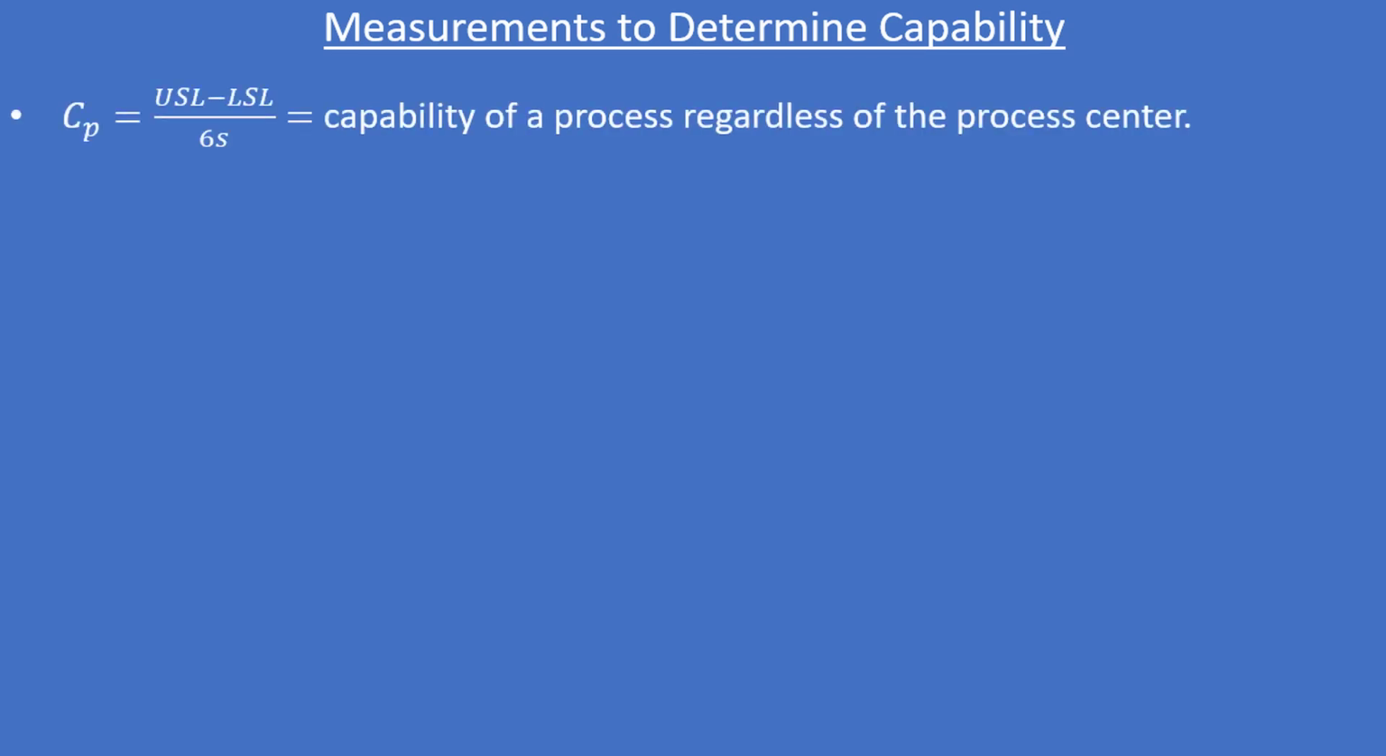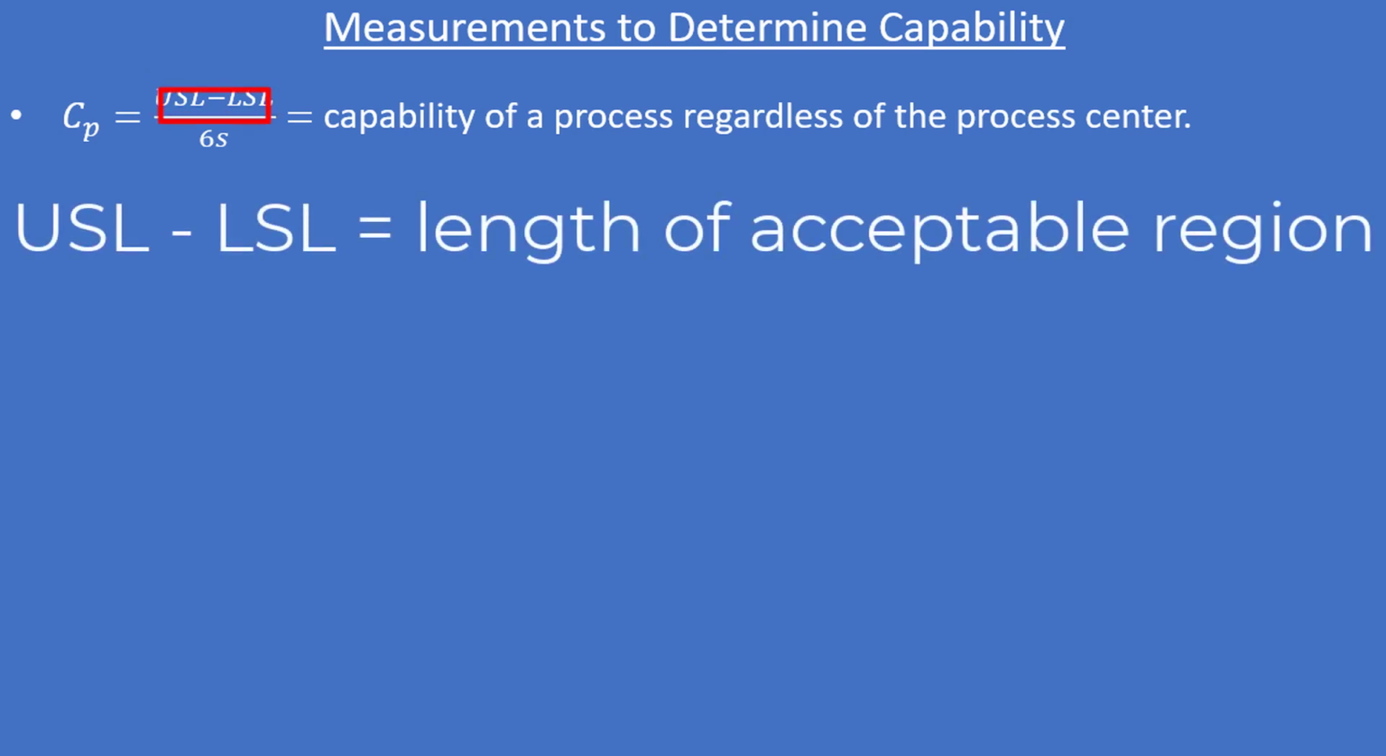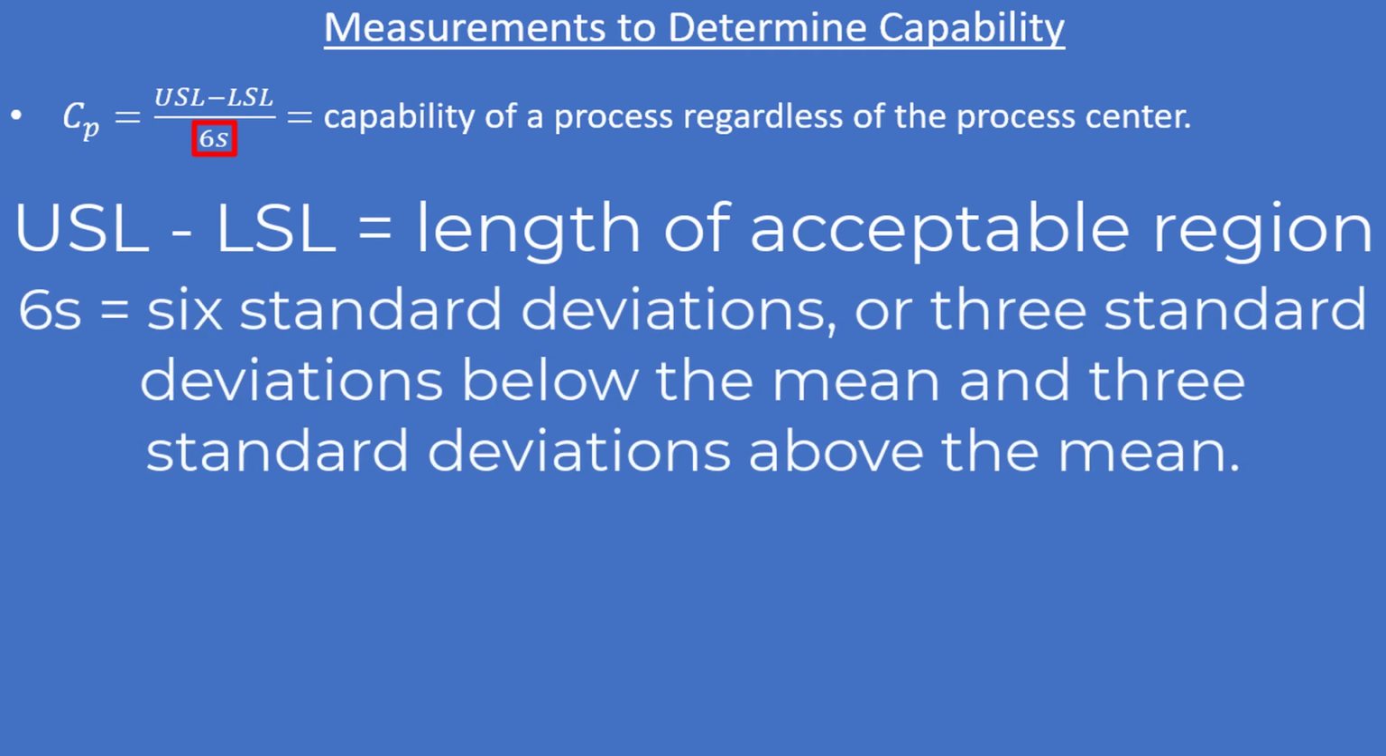CP is equal to USL minus LSL divided by 6 times the sample standard deviation, and is the capability of the process regardless of the process center. The numerator, USL minus LSL, is the length of the acceptable region, and the denominator is 6 standard deviations, which can be thought of as 3 standard deviations below the mean and 3 standard deviations above the mean.